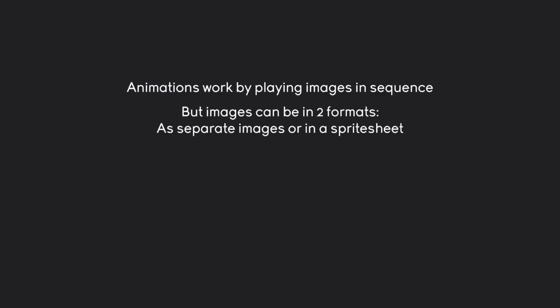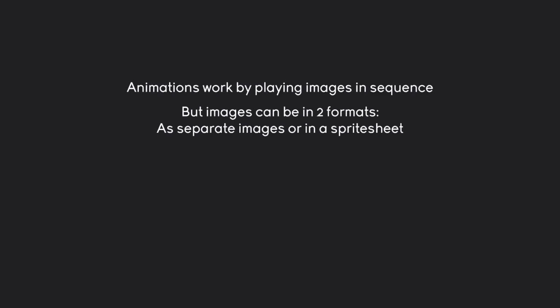Next up, I want to talk about animations. And animations are ultimately quite simple. You basically always play images in a sequence. The issue with that is that there are two ways to store all of these images. You can either have separate images, or you can have what is called a sprite sheet. For this project, we are going to work with both.